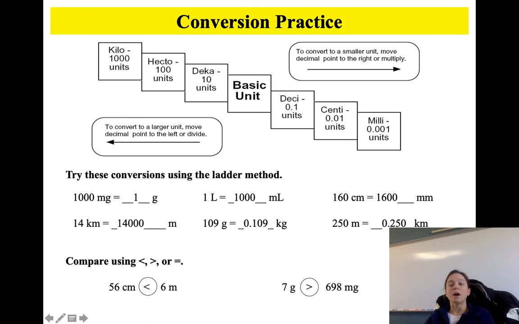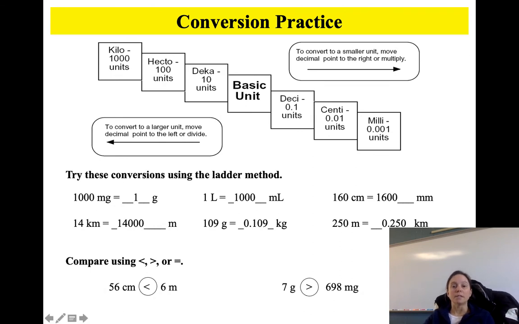If I'm starting with 160 centimeters going to millimeters, I'm starting at centi, I'm jumping 1 again to the right. So if my decimal place is right here after the 0, I need to move the decimal place once to the right. So my answer would be 1,600. From kilometers to meters, again, I'm starting at kilometers, moving 1, 2, 3 jumps to the right. So if my decimal place is right here after the 4, I need to jump 1, 2, 3. And so I end up with 14,000 meters.